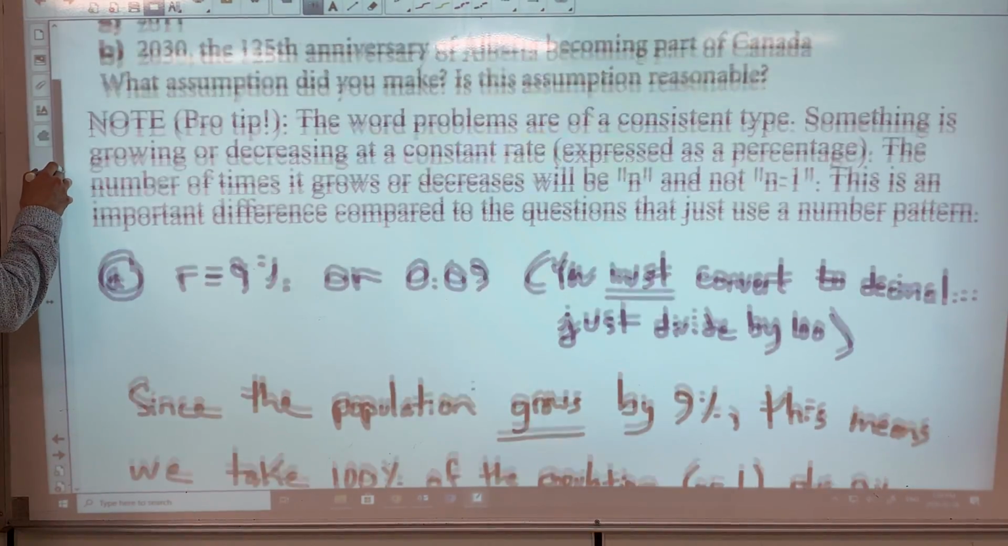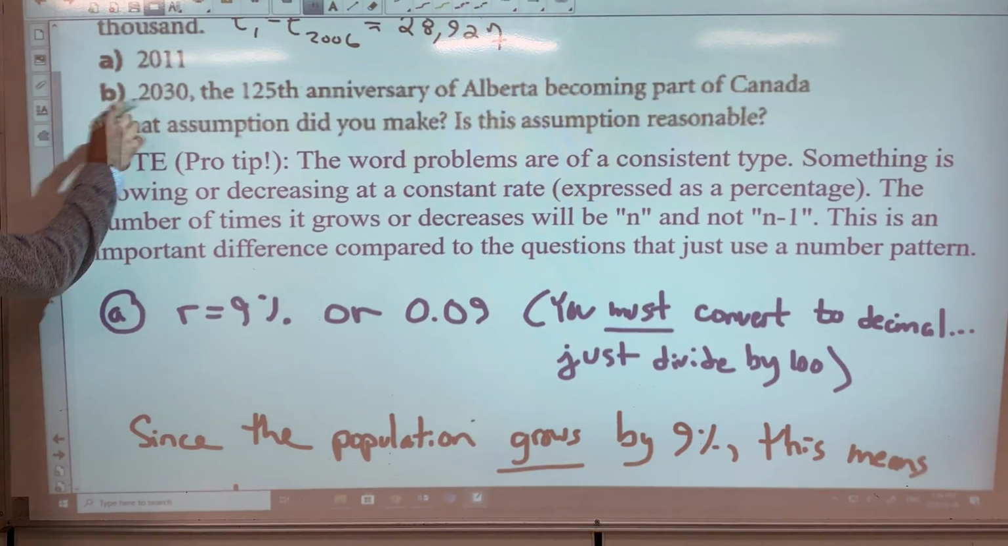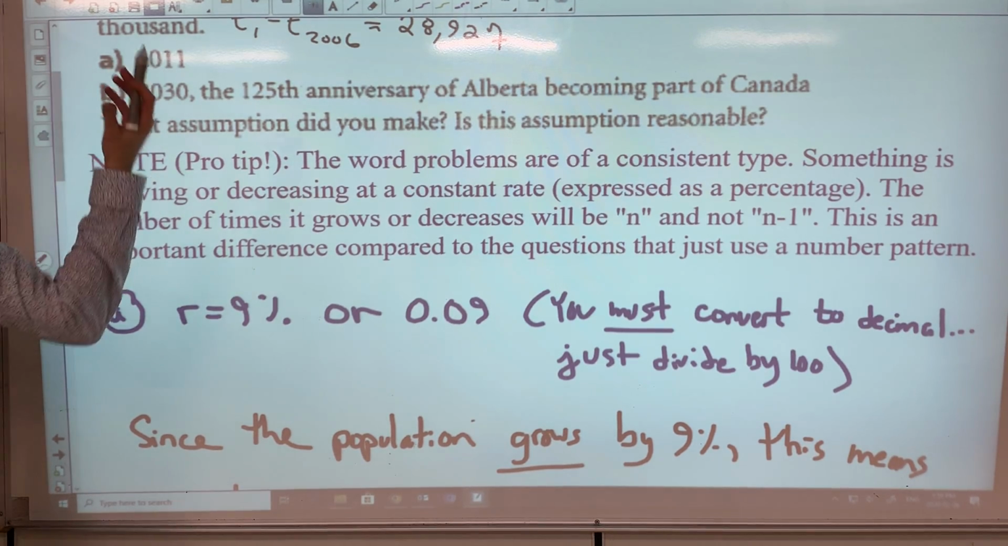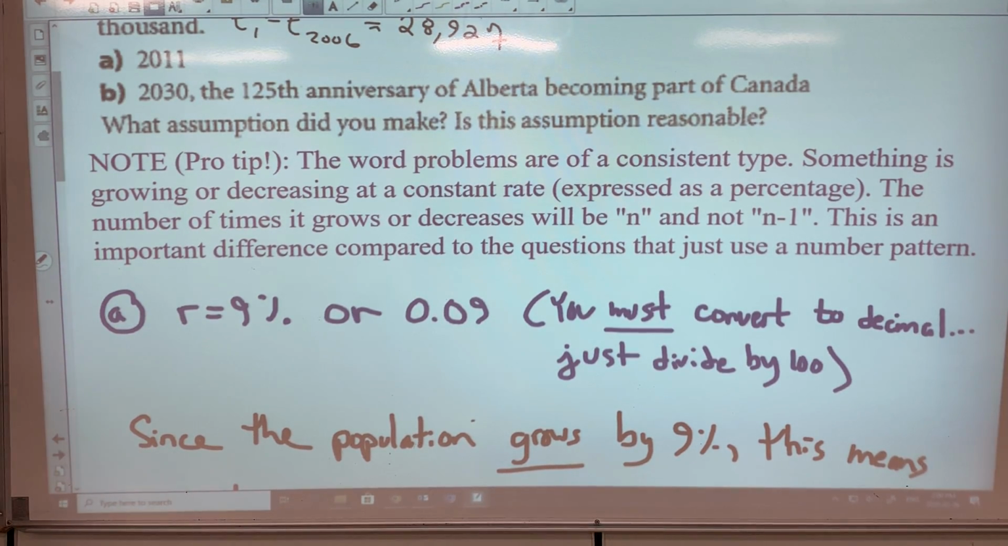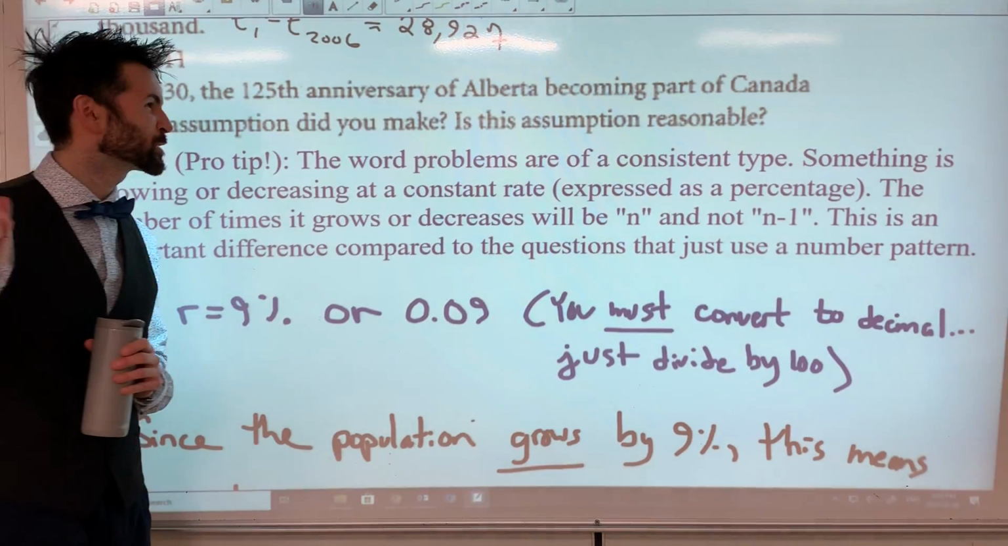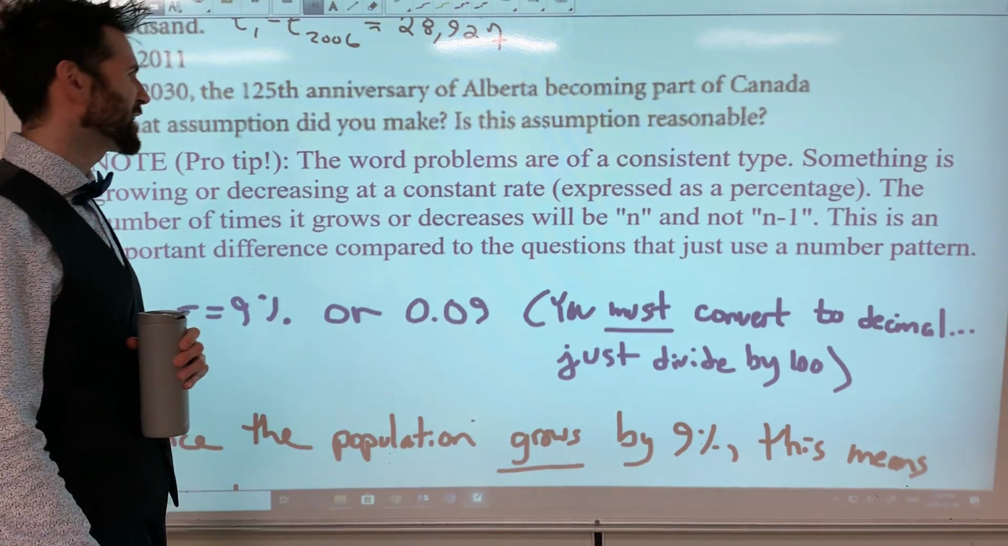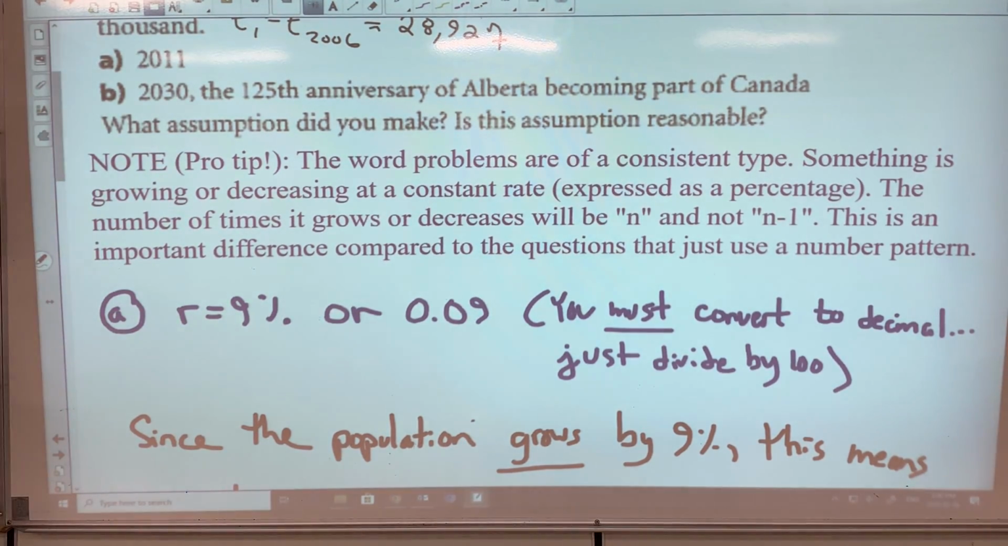Alright, so part B says estimate the population in 2030. And I love how it's like the 125th anniversary of Alberta becoming part of Canada. It's like some genius who wrote the book said we can squeeze a social studies fact in here. What assumption did you make, and is this assumption reasonable?